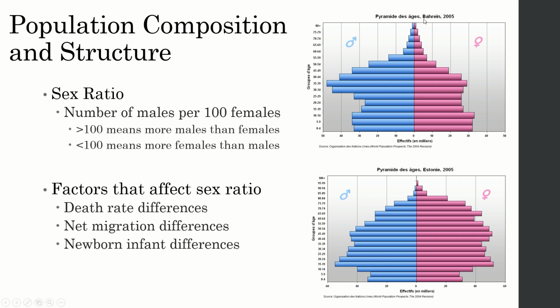This is Bahrain in 2005. And in this case, the bottom here, you see more females in the society. And this is Estonia. And you have to ask, why is that? What are the factors that are contributing to these discrepancies? It could be death rate differences, it could be migration, it could be birth and newborn infant differences, or maybe other factors.